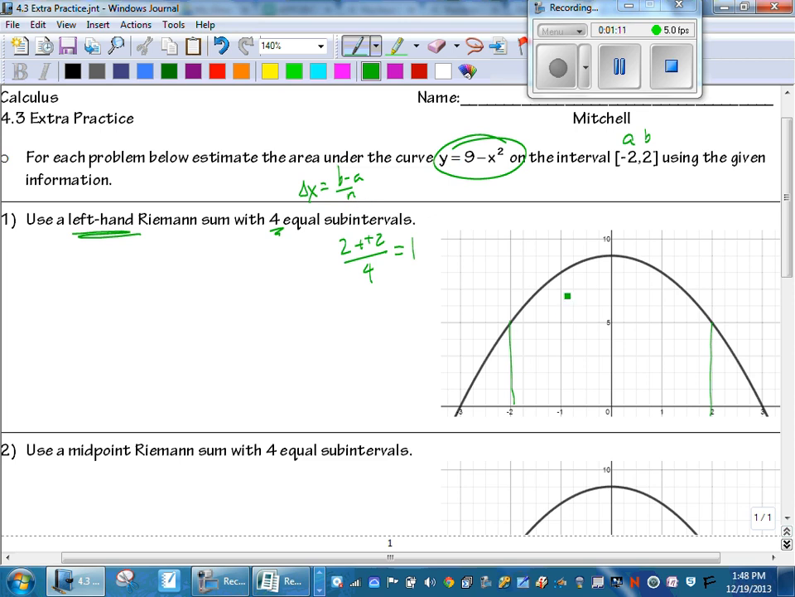So we're going to break this up into 4 equal subintervals. Each one has a base of 1. So from -2 to -1, -1 to 0, 0 to 1, and 1 to 2. We have 4 little regions.